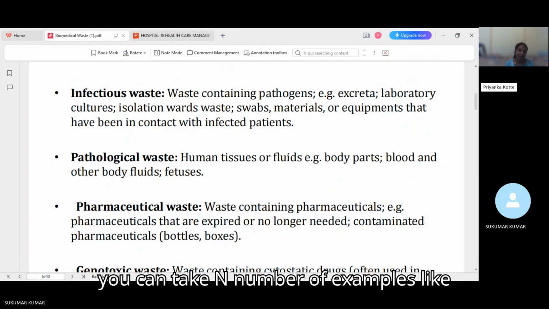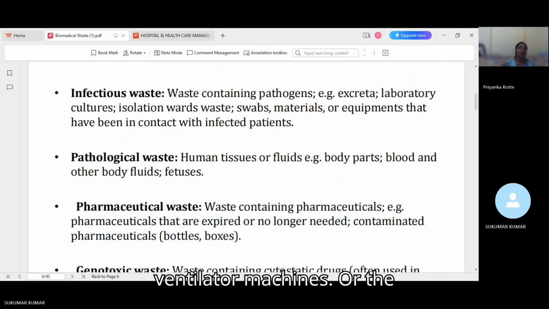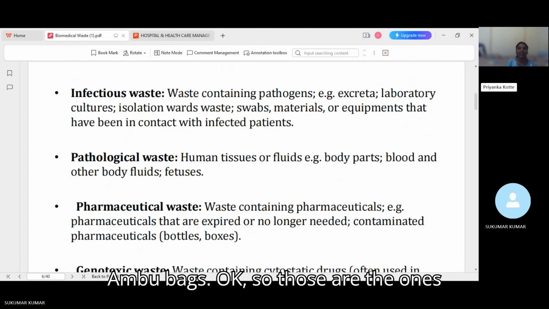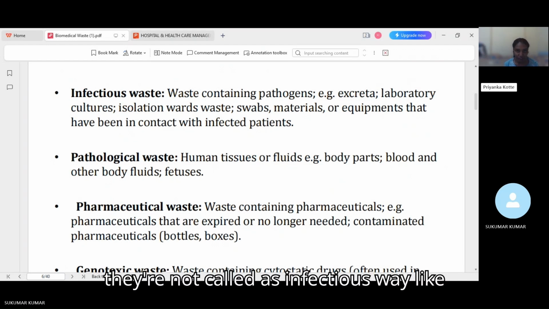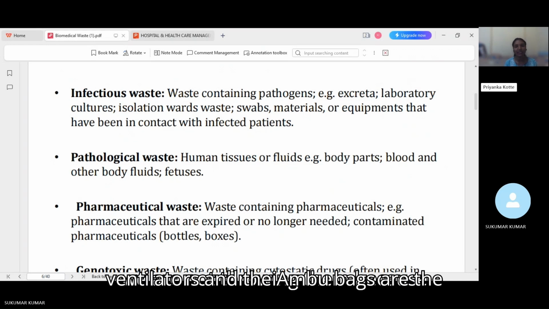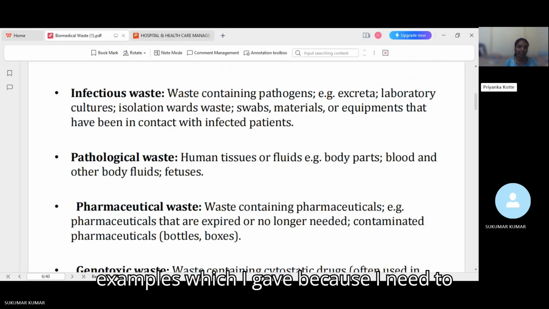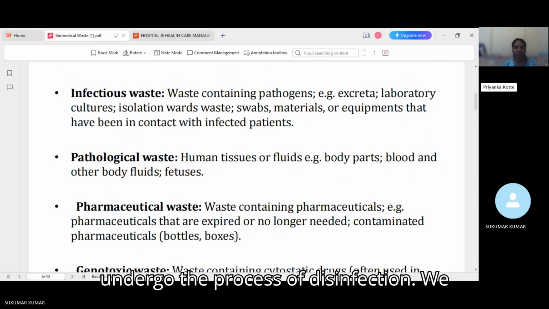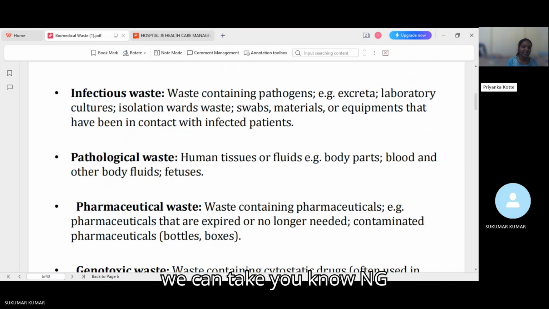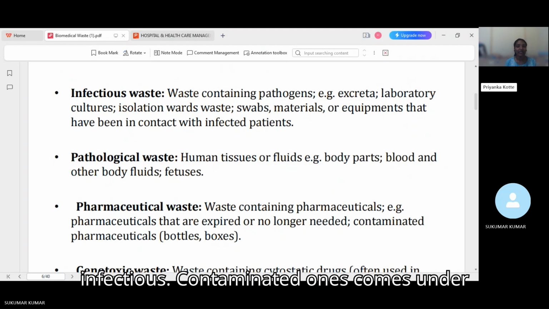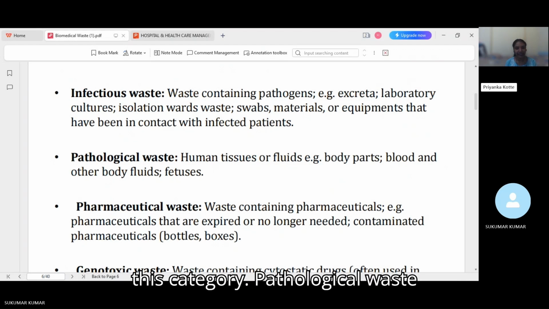Example, you can take n number of examples like ventilator machines or ambu bags. Those are not called infectious waste, as we are not throwing them, because ventilators and ambu bags need to undergo the process of disinfection. We reuse them for another person. Whereas we can take NG tubes or suction tubes, any tubes that we use, or infectious contaminated ones, which come under this category.